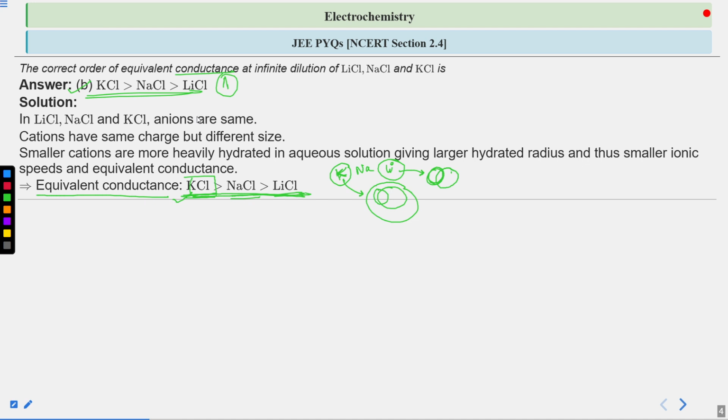As I explained, you can give this order by relating the conductivity with the size and with the dilution process, because we are considering the equivalent conductance of these three ionic compounds at infinite dilution. Okay, let's move to the next question.